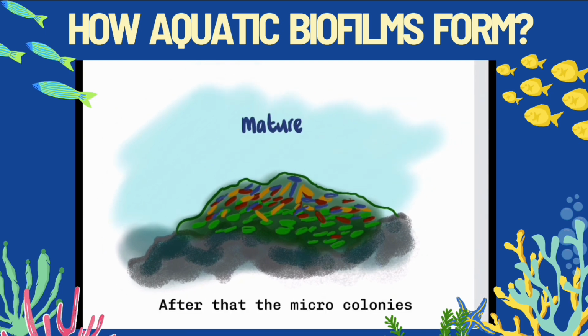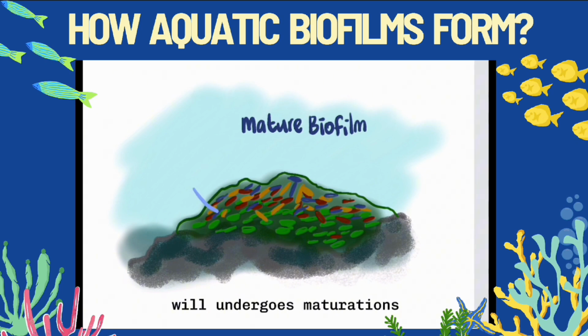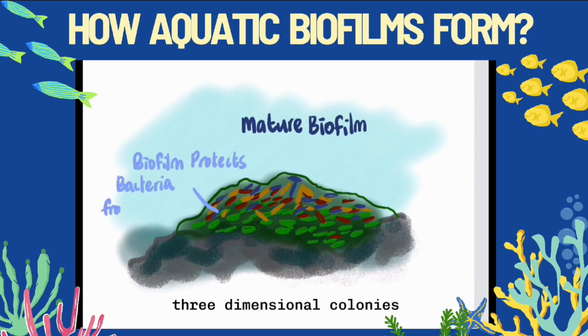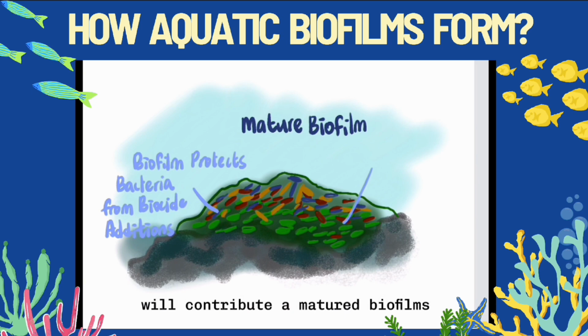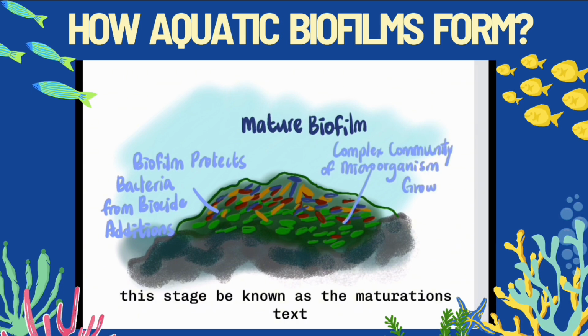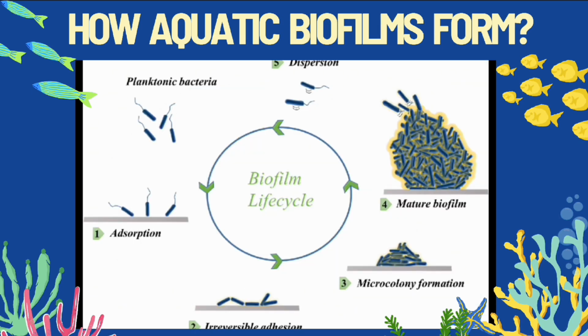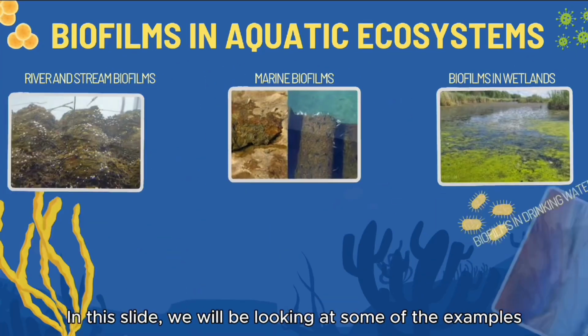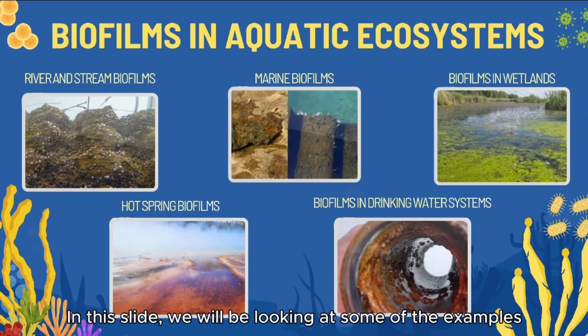After that, the microcolonies will undergo maturation. The cells inside the three-dimensional colonies will contribute to a mature biofilm. This stage is known as maturation. Lastly, the cells will undergo dispersion, when the cells detach and again start the process of attachment to form a new biofilm.